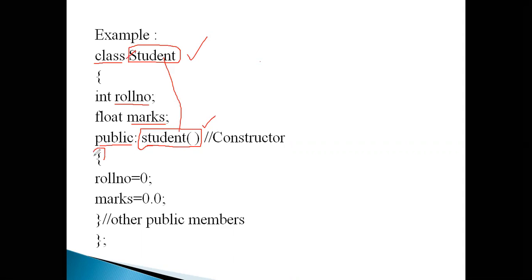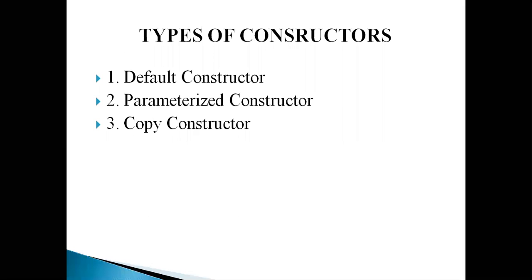Now define the constructor, open the brace. Here I simply initialize the value 0 to roll number and 0.0 to marks. Then close the definition of the constructor and then close the class. Thereby the class definition is complete. Now look at the next one. Now we execute the programs. This is simply a constructor.